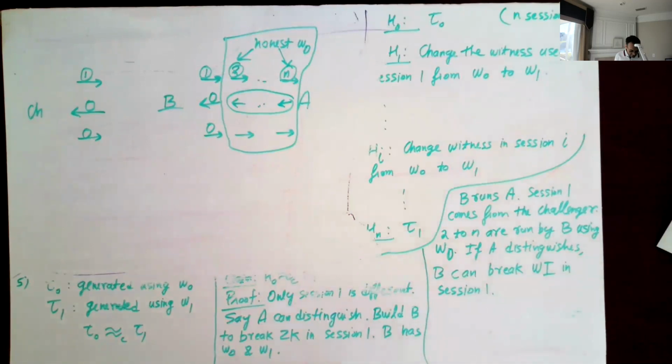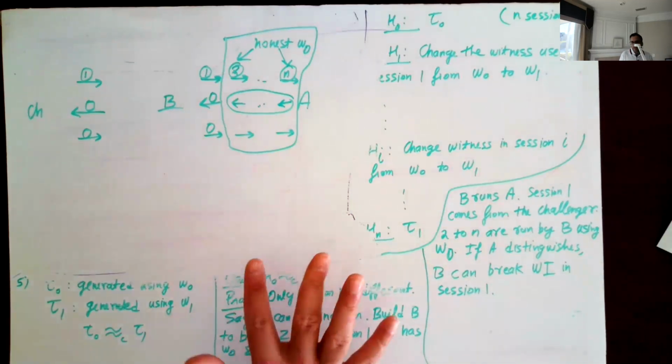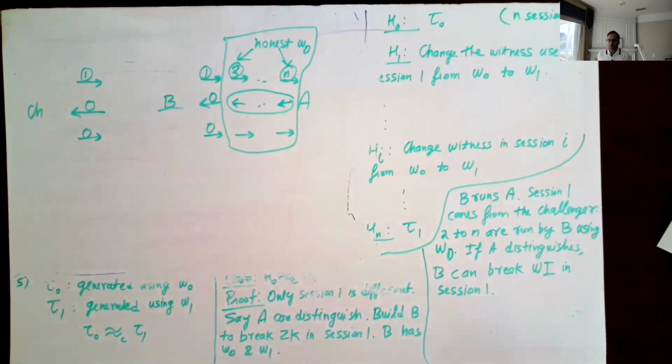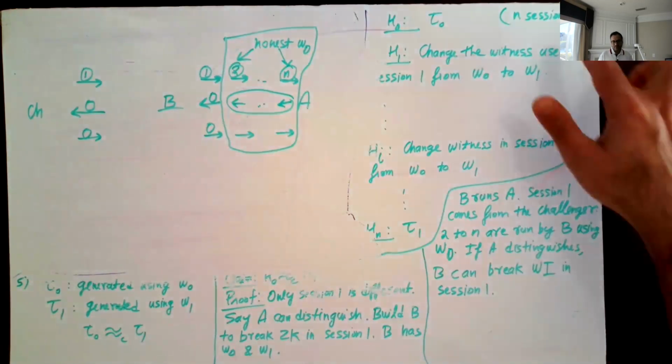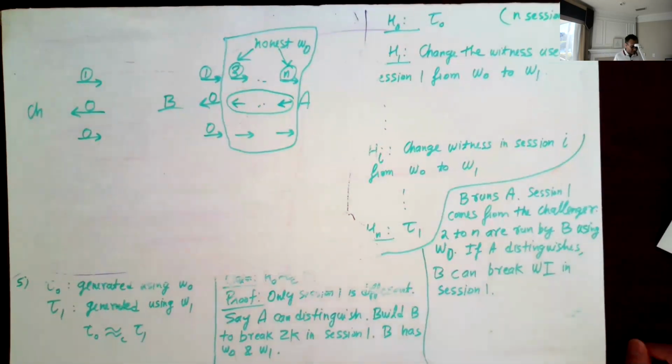Okay, so this is hybrid 0 and hybrid 1, and the idea for hybrid I and J is the same. Note that there is only a polynomial number of hybrids, just n sessions. So this allows us to show that these two transcripts are computationally indistinguishable.